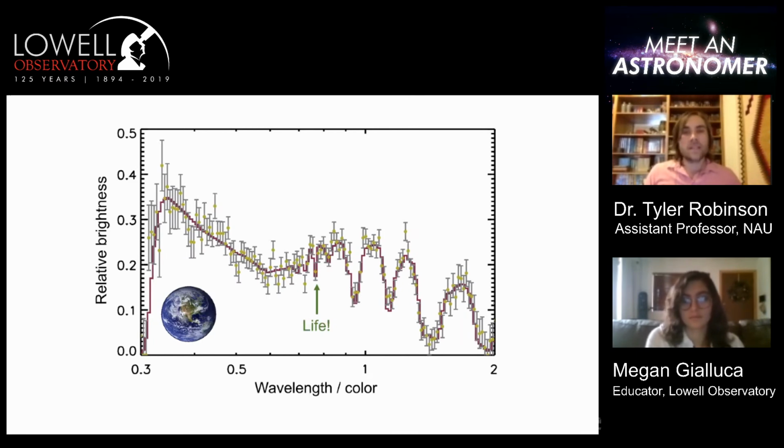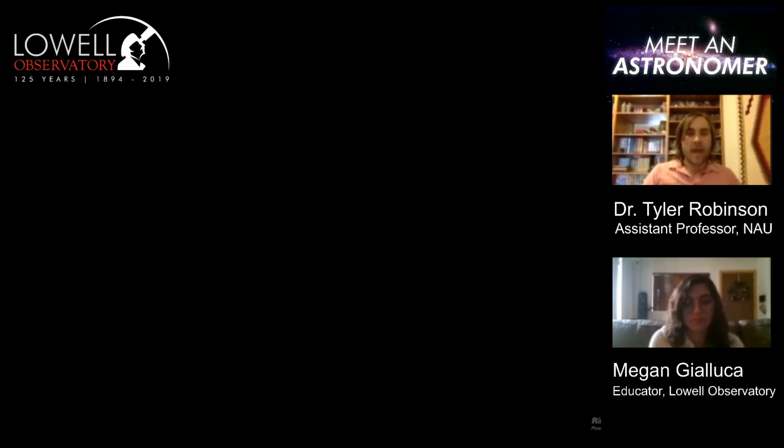And so it'd be really exciting with these future missions to be able to take a spectrum of another world and potentially see oxygen in the atmosphere of that world, which could tell us that there's life present on that planet. And so with that, I have wrapped up my slides, and so I'm happy to take more questions.